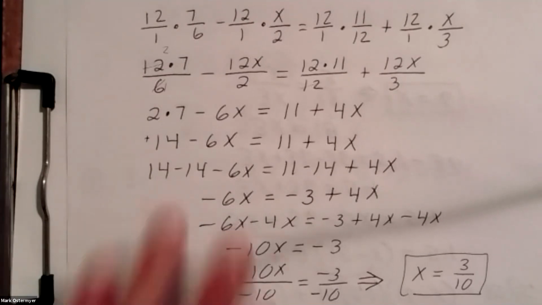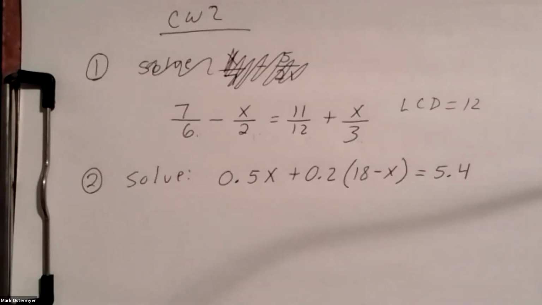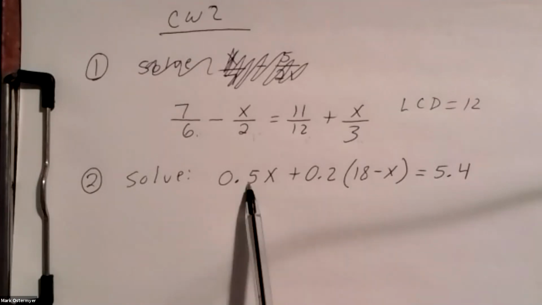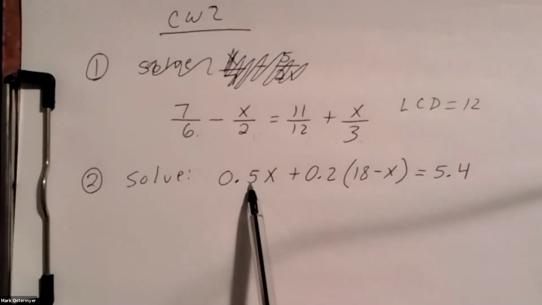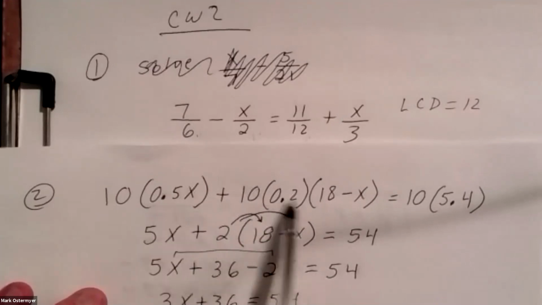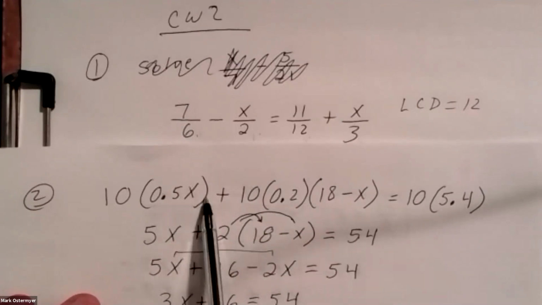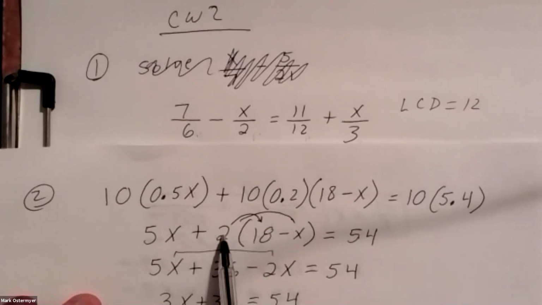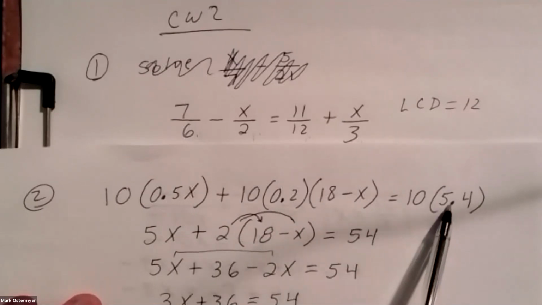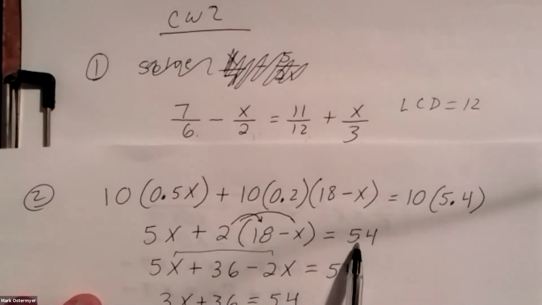Okay. Let's look at number 2, ladies and gentlemen. The key here is you want to probably get rid of these decimals. And what did we have to multiply both sides by to get rid of all these decimals? 10. 10 is good enough, right? You multiply both sides by 10, all these decimals become whole numbers. So let's multiply both sides of the equation by 10. When you multiply 0.5x by 10, it becomes a nice 5x. 0.2 becomes a nice 2 when you multiply it by 10. 5.4 times 10 becomes a nice 54.